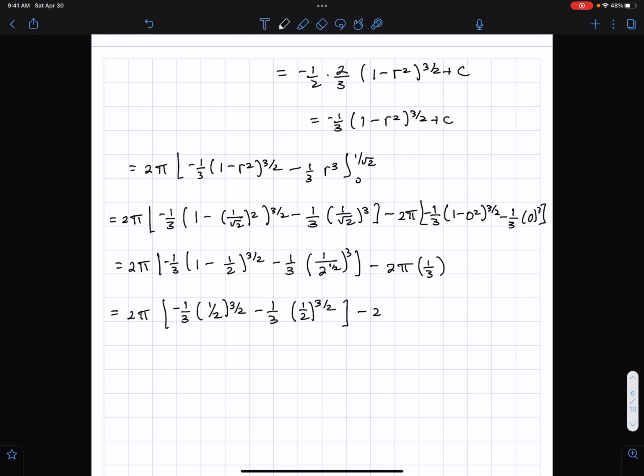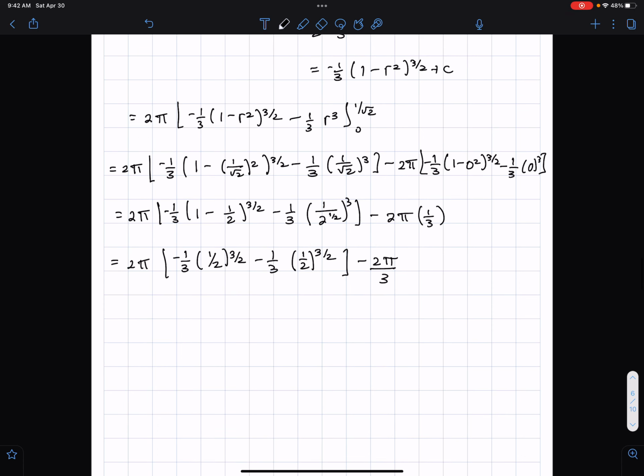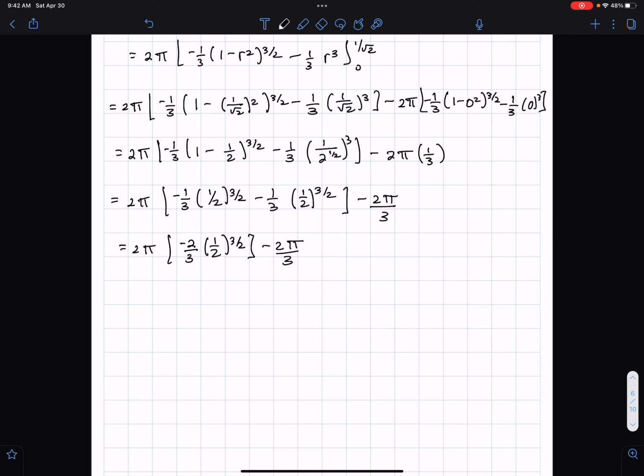Minus 2 pi over 3. I was sort of hesitant how I'm going to write that. But okay, let's just keep going. 2 pi. And I have the same expressions twice with a minus. So this is going to be minus 2/3 times 1/2 to the 3/2. I'm going to rationalize denominators and all that stuff in a bit. All right, now, what am I going to do? Well, let me just keep moving ahead on this. Okay, so now I'm going to start rationalizing denominators. This 1/2 to the 3/2 power, I'm going to work on that one.